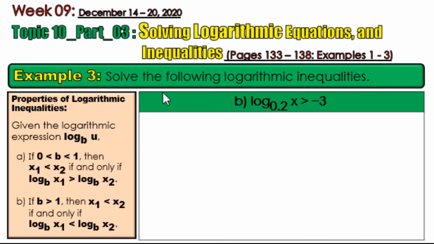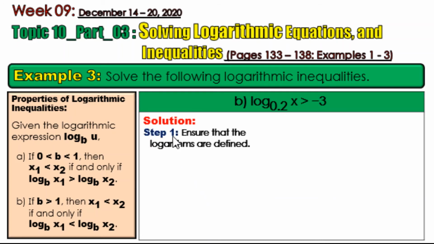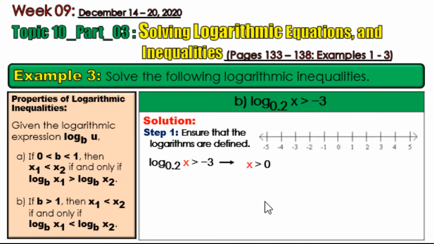For example number 3, we have logarithm of x to the base 0.2 is greater than negative 3. So step number 1 is to ensure that the logarithms are defined. So we have to see to it that your x must be greater than 0. So in your number line, this is the visualization of where you can find x greater than 0. So 0 is not included.